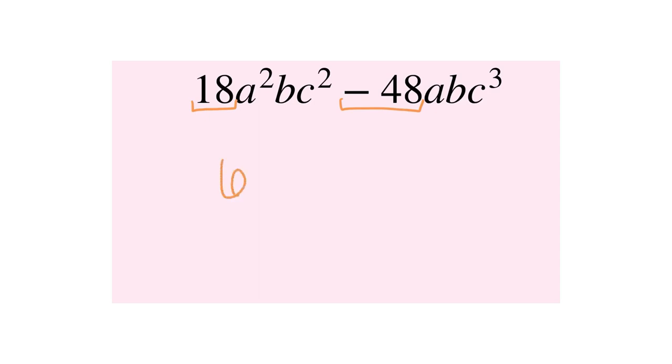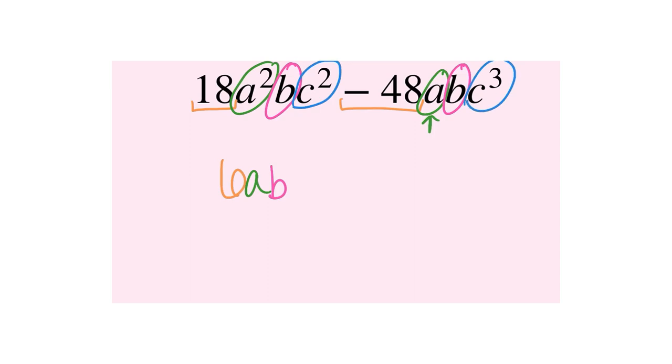And if we look at the letters, let's start with the a's. They both have a, and I can only take one because that one only has 1. And then let's look at the b's. They both have b, so we can take one of the b's because they each only have 1. And let's look at the c's. They both also have c's, and I can only take 2 because this one only has 2. All right, so this time our greatest common factor, it's a lot of stuff. It's all of this right here.